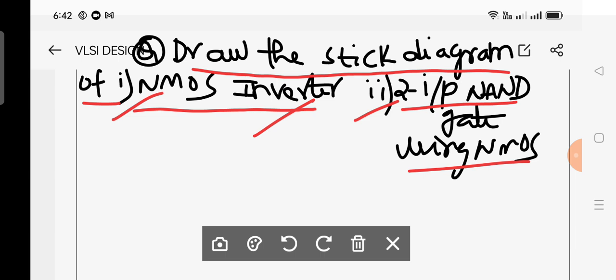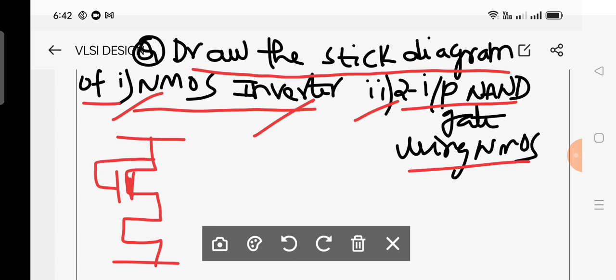You know very well that the Nmos inverter consists of two transistors. One is what? Depletion mode transistor. Another one is an enhancement mode transistor, right? This is a depletion mode transistor and this is an enhancement mode transistor. Is it clear? This is V in and it is your output. Then it may be VDD and it is what? VSS. Okay, now based on this you have to design the stick diagram.